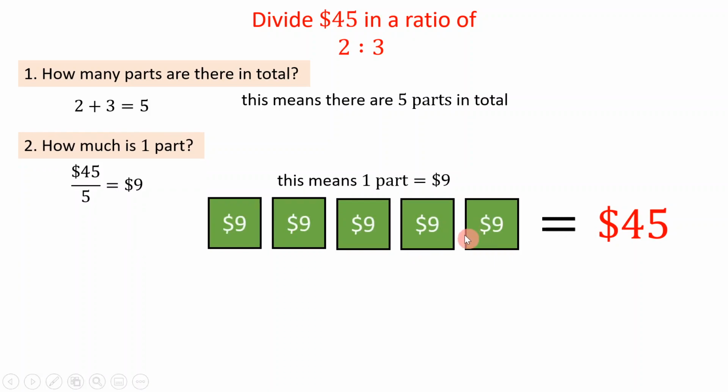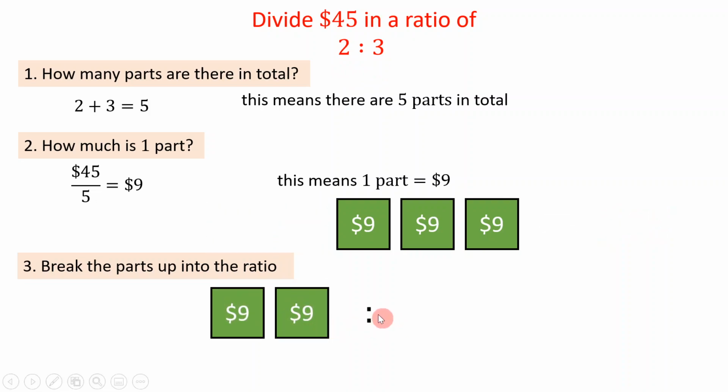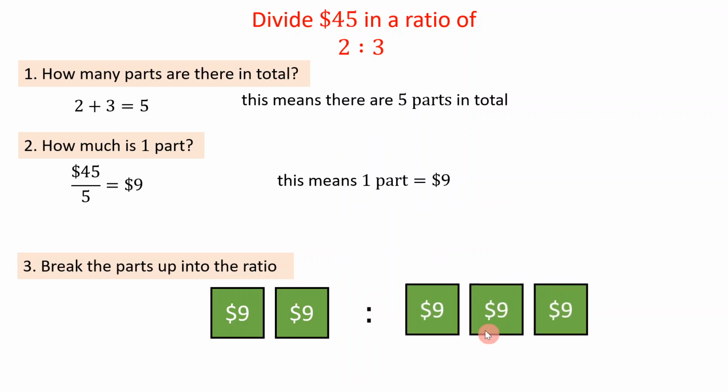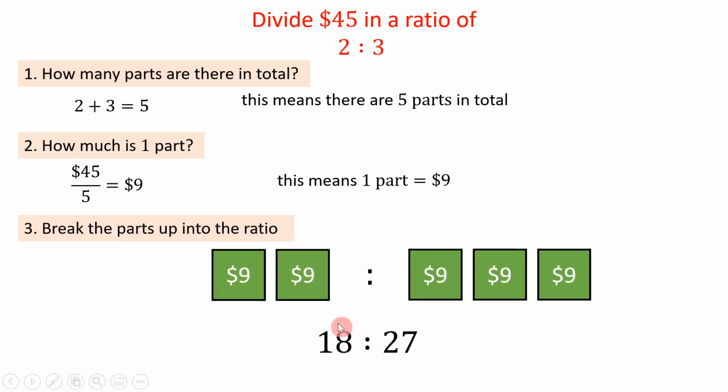The last thing that I'm going to do is break the parts up into the ratio. So I know it's 2 parts to 3 parts. Let's put 2 parts here, let's put a colon, and let's put 3 parts on the other side. So my answer is going to be 18 to 27 because 9 plus 9 is 18 and 9 plus 9 plus 9 is 27. So that is our answer, 18 to 27, so $18 to $27. We've split up $45 in the ratio of 2 to 3.